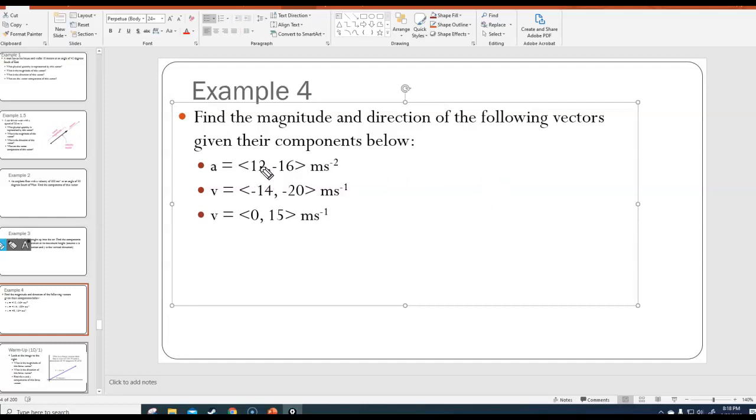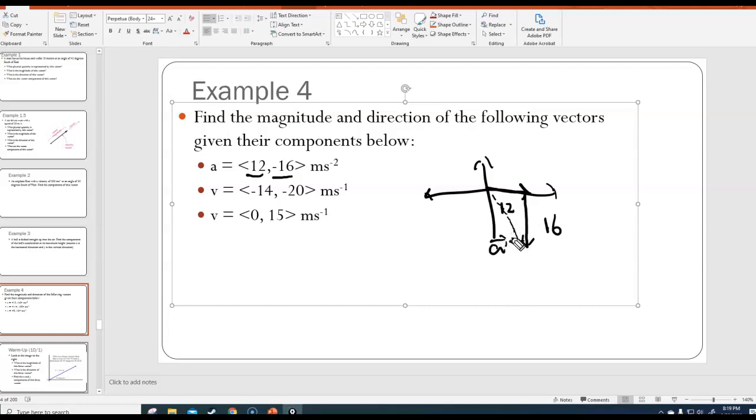The first one, we have an acceleration vector, and we're given the components. The x component is positive 12, meaning this vector is going in some direction, but the x part of it is going in the positive x direction. And then the y component is negative 16 meters per second squared, meaning the y component is pointing down. So in other words, this acceleration vector is pointing somewhere down and to the right. So here is my acceleration vector.